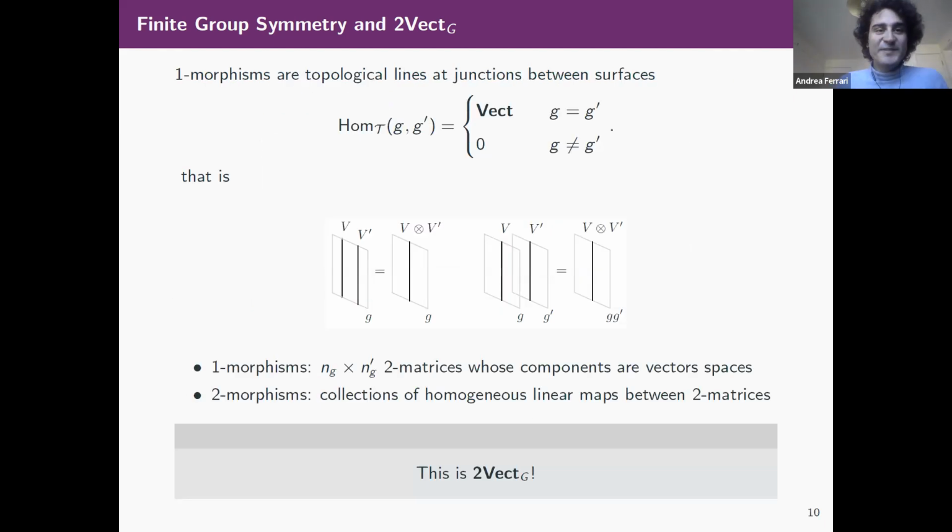And so the one morphisms between these objects basically form the category of vector spaces on a given object, and the way in which these one morphisms of lines fuse follows the tensor product rule with some compatibility condition. And again, the one morphisms between these objects will be two matrices whose components are vector spaces, this time graded by elements of G, and the two morphisms would be collections of homogeneous linear maps between two matrices. And this is what people call the category 2Vec_G, the category of two G-graded vector spaces.